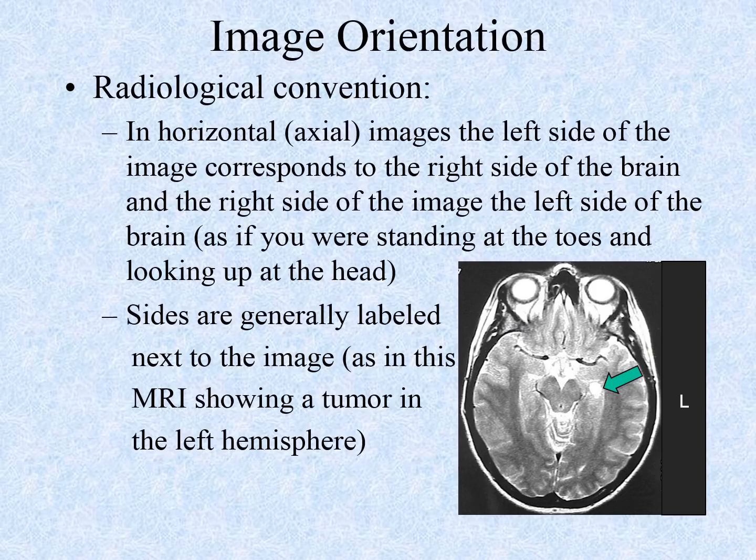In radiology, there is a convention in which for horizontal, that is axial images, and also coronal images, the left side of the image corresponds to the right side of the brain, and vice versa, as if you were standing at the toes and looking up at the head. In general, in clinical images, as in this one, you'll see an indication right on the label of which side of the brain you're looking at.